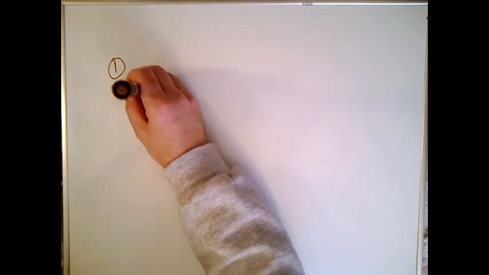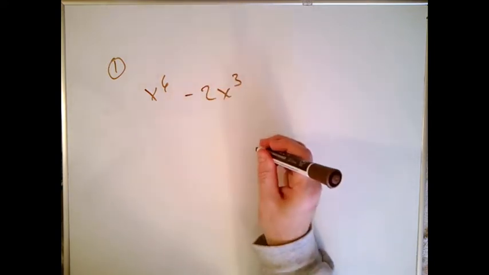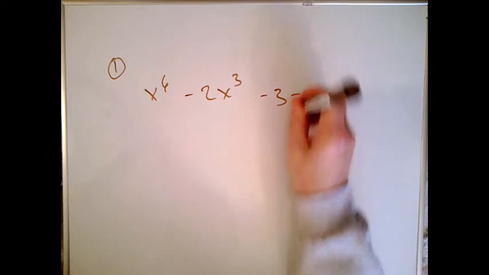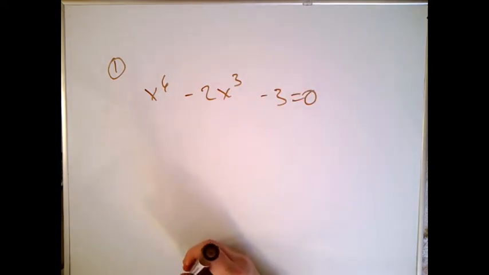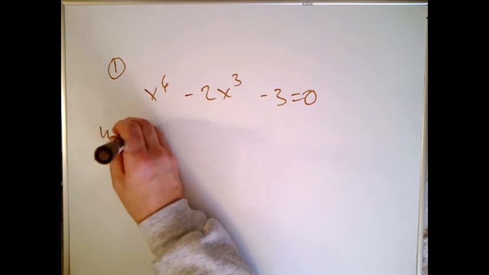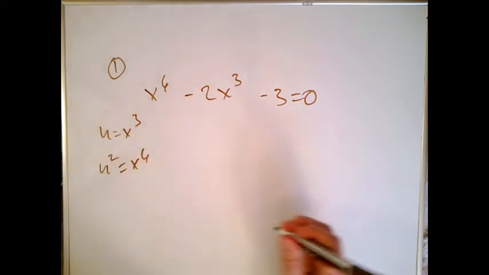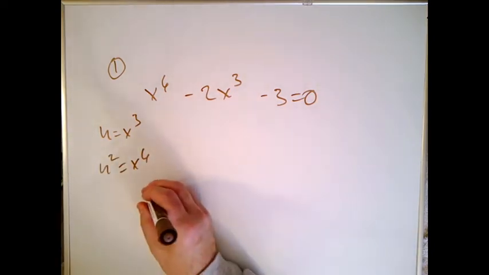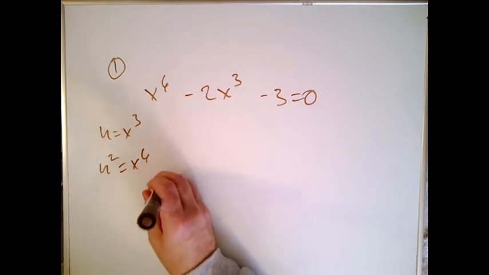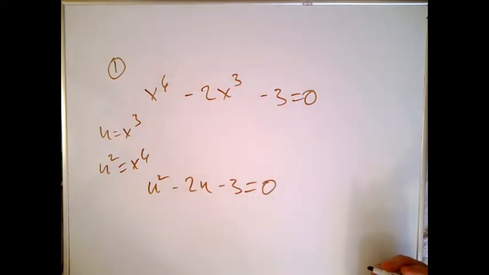The first thing I want to put down is x to the 6th minus 2x cubed minus 3 equals 0. Now you can clearly see that's not a quadratic equation, because a quadratic equation would have x squared and would have 2x cubed. But we can make a substitution where I can write down u equals x cubed, and then if I square that, I'm going to get u squared equals x to the 6th. Now, putting those 2 substitutions in there, we can turn this into u squared minus 2u minus 3 equals 0, and that is a quadratic equation. So at this point, we could actually solve this way.